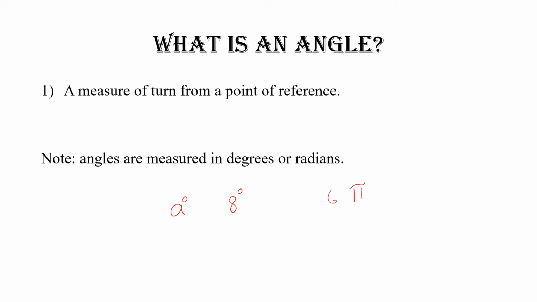So I could have 2 pi, or pi over 4, and so on and so forth. And this is a very interesting unit. Maybe I could tell you off the bat, pi is 180 degrees. So when you're converting, that is one of the things that would help you. But we're not going to look at the conversion today. Just know that you have two units which we use to measure angles.